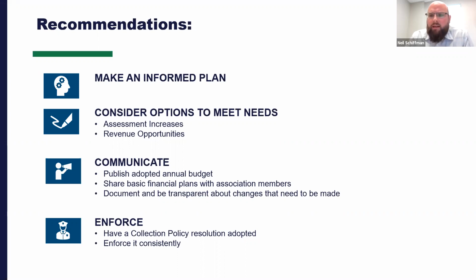So new chat coming in. Do we have templates for written policies for assessments? Yeah, our managers can absolutely help you put together a collection policy.